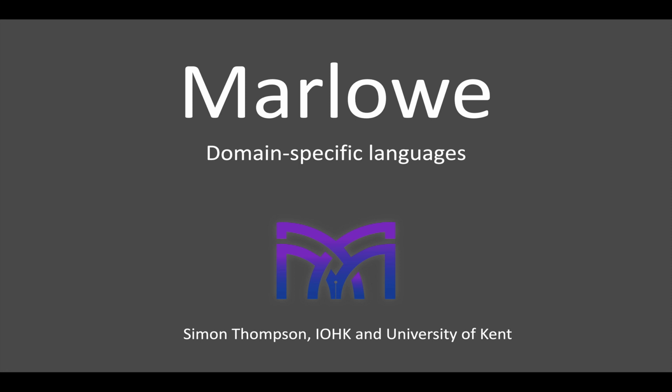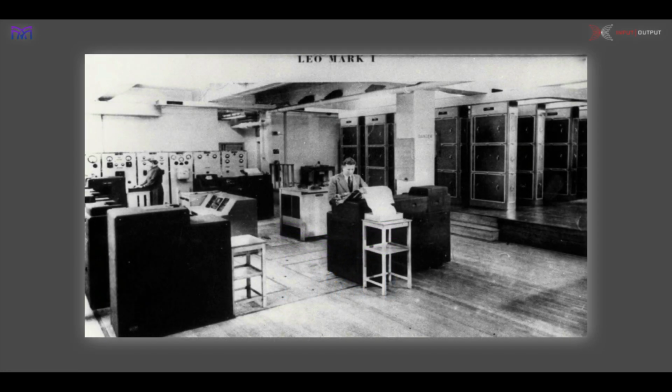In this video, I want to talk about domain-specific languages. And to start, let's look at a bit of computer history. This is one of the first computers used in a commercial context. It's called a Leo, built by scientists and engineers from Cambridge University for the Lyons Baking Company. This was in use in about 1950 in the UK.